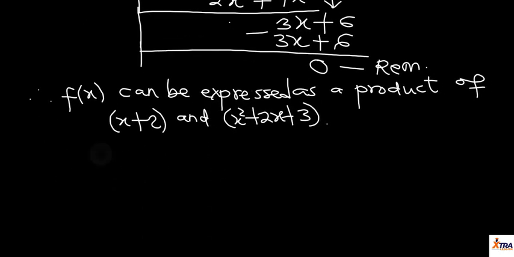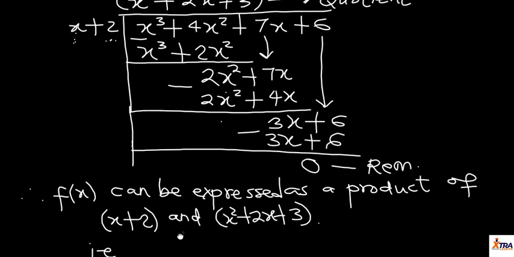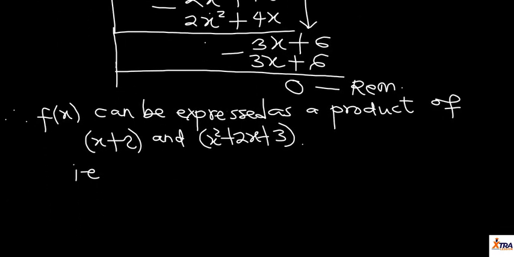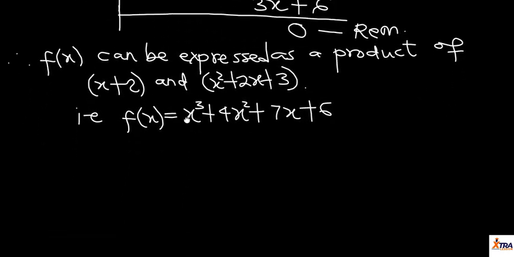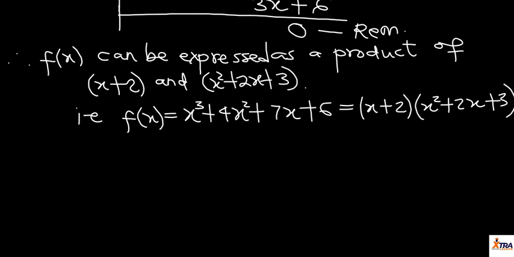In short, x cubed plus 4x squared plus 7x plus 6 is equal to x plus 2 times x squared plus 2x plus 3. So this is our answer in this case.